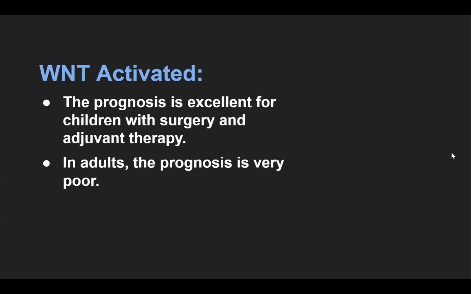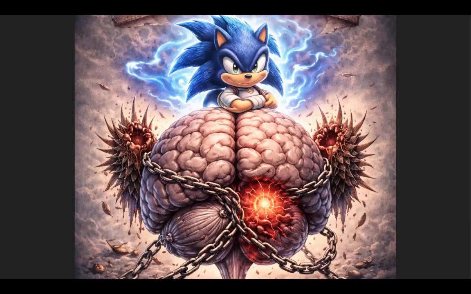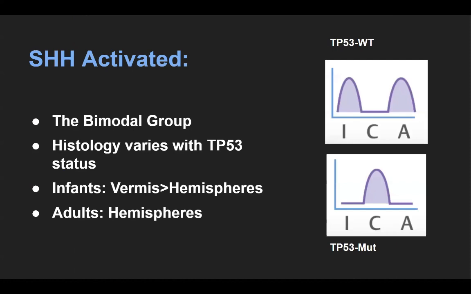WNT activated tumors, their prognosis is excellent for children with surgery and adjuvant therapy. In adults, even though they are rare, the prognosis is very, very poor. So this is the sonic hedgehog group. I hope you will remember this illustration. Sonic hedgehog has two ears, just like Sonic has two ears here. And you can see these two ears going like this.